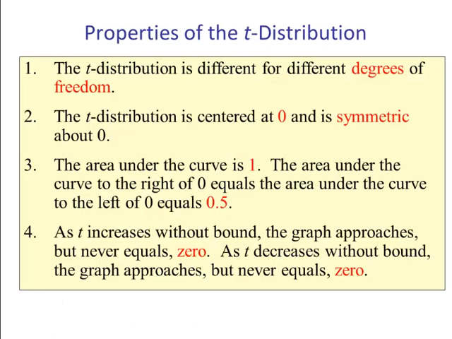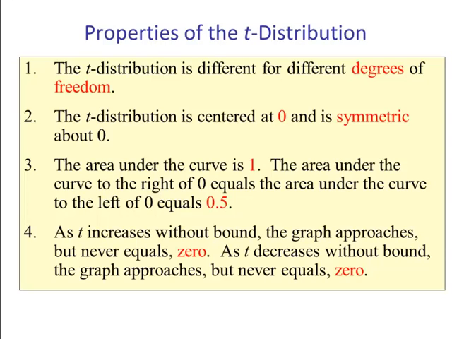Let's look at some properties of the t distribution. The t distribution is different for different degrees of freedom. Now, what is a degree of freedom? We'll talk about this in just a little bit. There is a formula for the degrees of freedom. Number 2, the t distribution is centered at 0 and is symmetric about 0, just like with the z. Number 3, the area under the curve is 1.